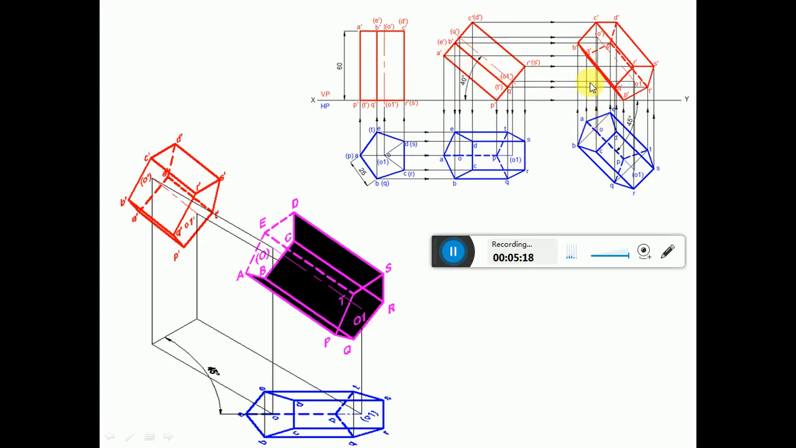Draw a vertical projector from A and draw a horizontal projector from A dash to intersect at this point. Similarly, draw a horizontal projector from B dash and E dash and draw a vertical projector from B to intersect at B dash and also from E to intersect at E dash. And draw a horizontal projector from O dash and draw a vertical projector from O to intersect at O dash.